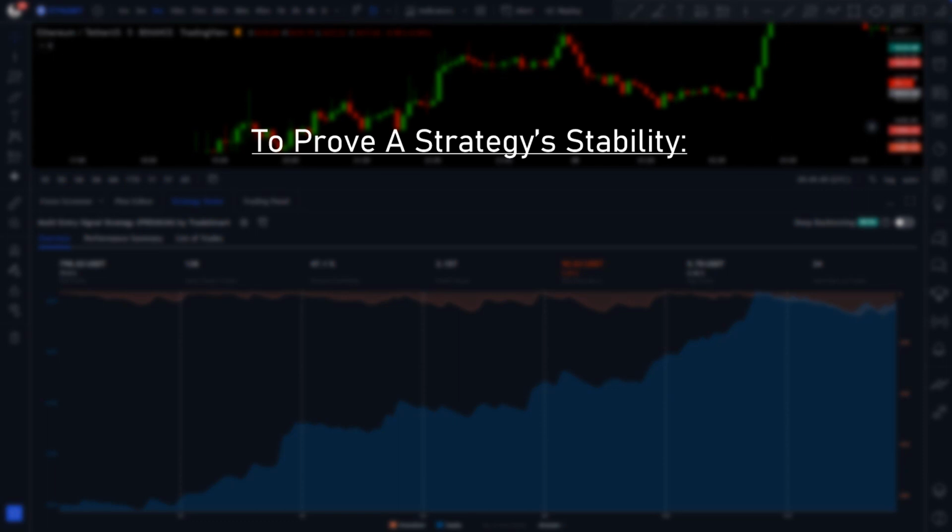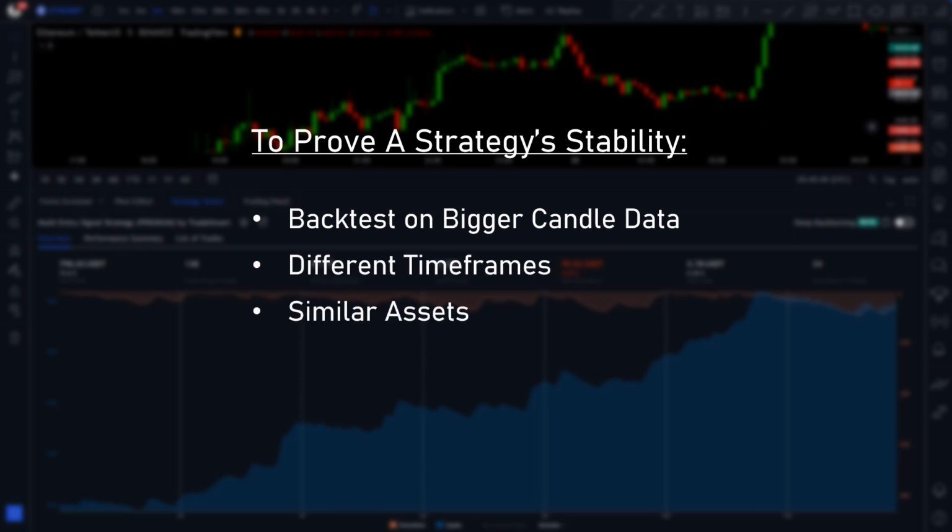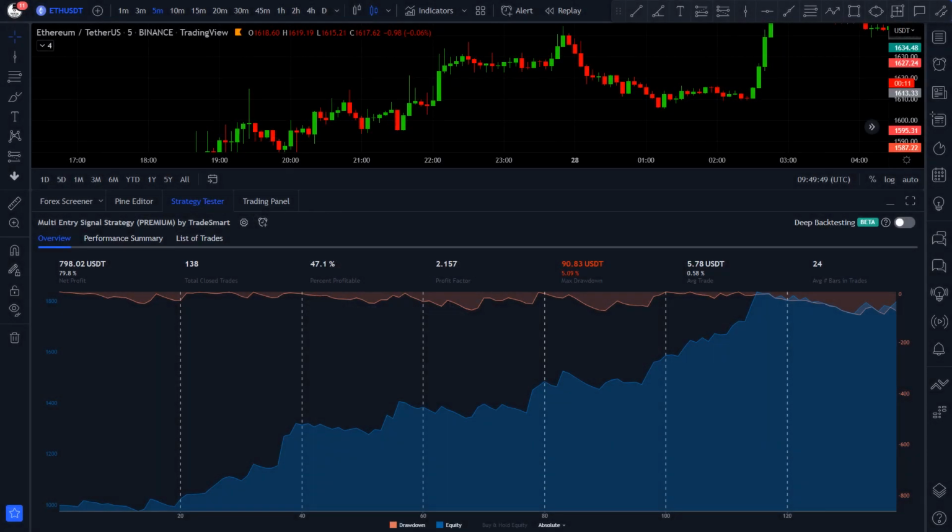To prove a strategy's stability and potential, we can apply the strategy on a bigger set of candle data, on different timeframes and similar assets. For this purpose, recently TradingView added a new function for those who have premium subscriptions, and that is the deep backtesting. With the deep backtesting function, we can go back many years in candle data and backtest our strategies on much bigger datasets. So let's activate this function and let TradingView backtest our optimization.